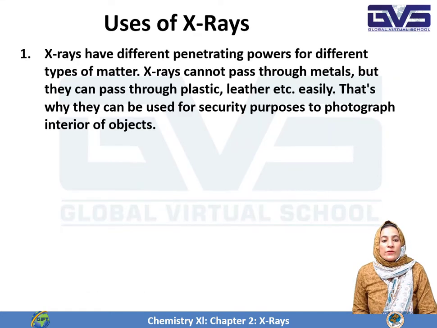And what are the uses of X-rays, or their applications? There are a lot of applications. X-rays have different penetrating powers for different types of metal. But X-rays cannot pass through metal. They can only pass through plastic or leather. That's why they are used for security purposes to photograph the interior of objects.